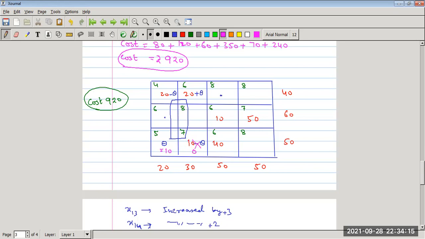So here we don't allocate anything. Here it becomes 30, here it becomes 10. Now we can calculate the cost. 10 into 4 is 40, plus 30 into 6 is 180, plus 10 into 5 is 50, plus 10 into 6 is 60, 50 into 7 is 350, plus 40 into 6 is 240. When we add, 40 plus 180 is 220, 270, 330, 680, plus 240, it becomes 900.